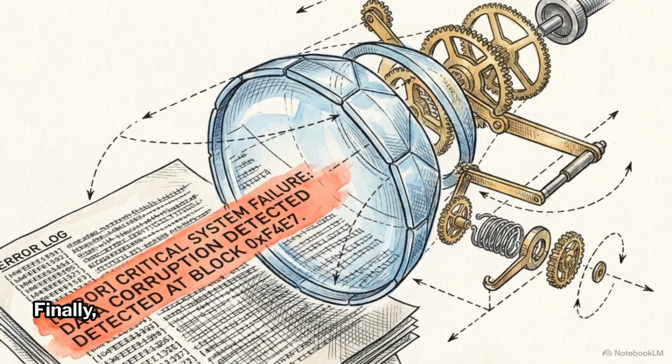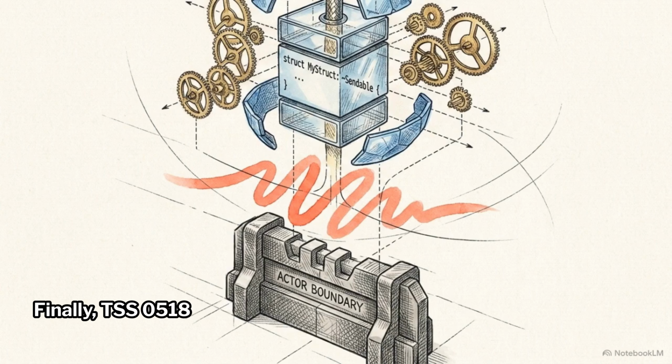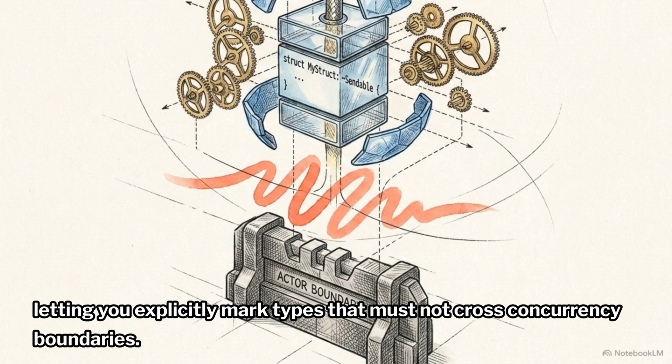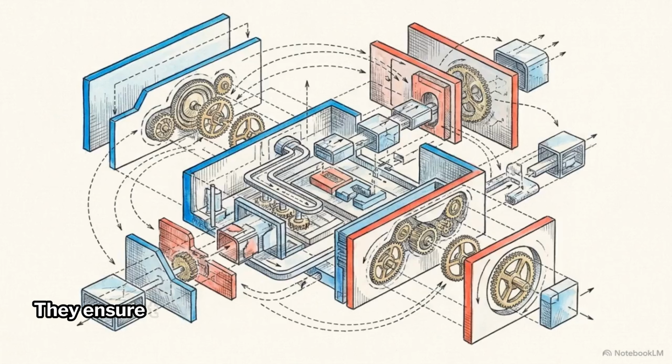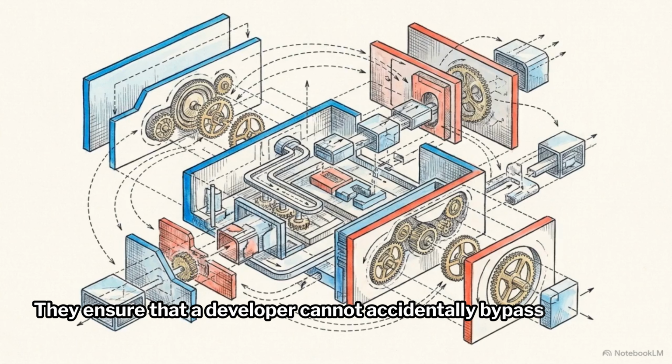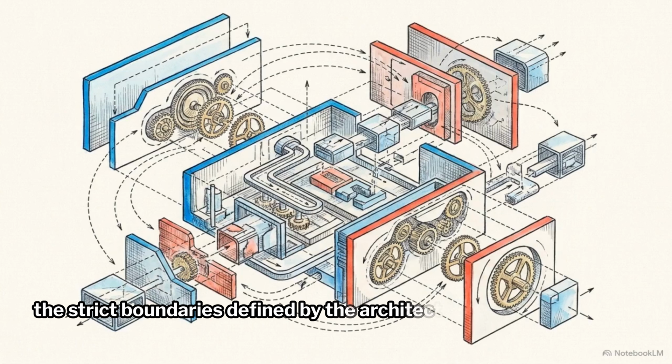Finally, SE0518 adds the sendable annotation, letting you explicitly mark types that must not cross concurrency boundaries. These markers close the final loopholes in the system. They ensure that a developer cannot accidentally bypass the strict boundaries defined by the architecture.